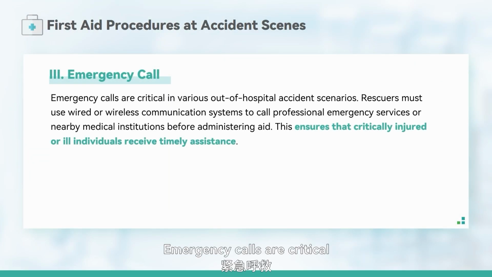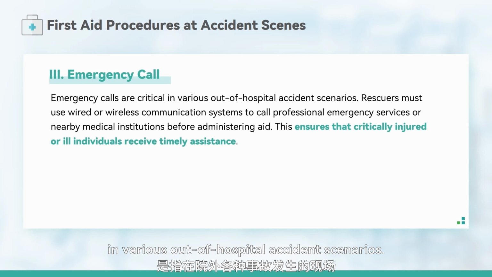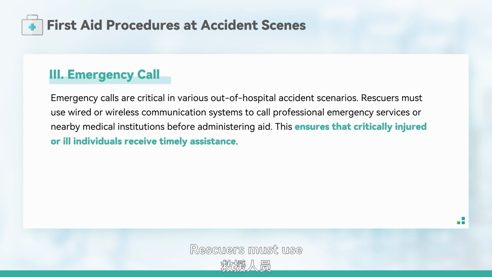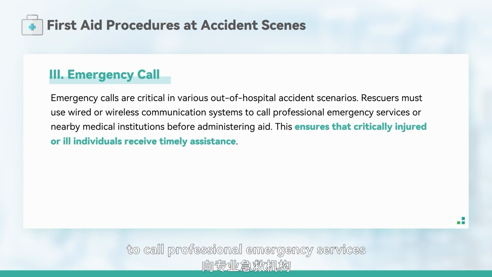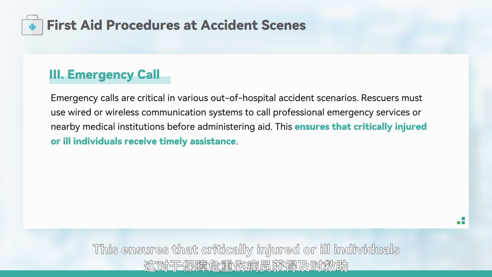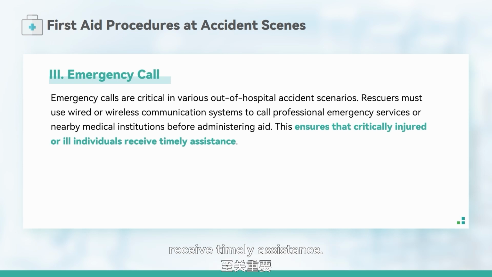Emergency calls are critical in various out-of-hospital accident scenarios. Rescuers must use wired or wireless communication systems to call professional emergency services or nearby medical institutions before administering aid. This ensures that critically injured or ill individuals receive timely assistance.